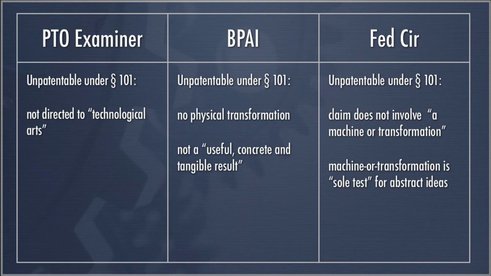So what did the court leave out there? Well, it didn't do anything about State Street. You'll remember that all State Street says is you don't need the transformation, or if you do, that data can be transformation enough, and that all you need is a practical utility. The Federal Circuit says that it's unpatentable as well, in something of a surprise.